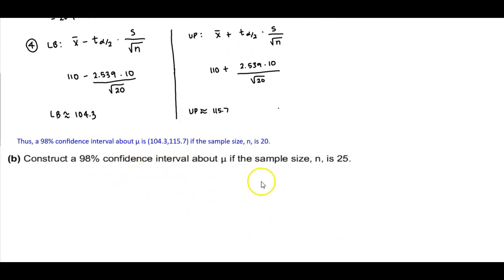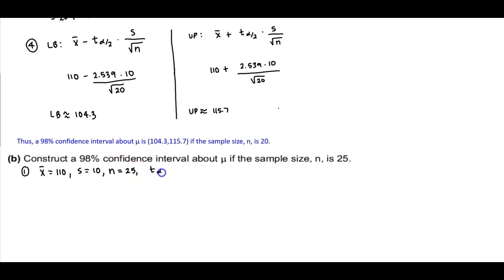Now we want to construct a 98% confidence interval about the mean if the sample size n is 25. So again, what do we know about the sample mean? We know the sample mean is equal to 110. We know that the sample standard deviation is 10. And we know that the sample size is, in this example, 25.